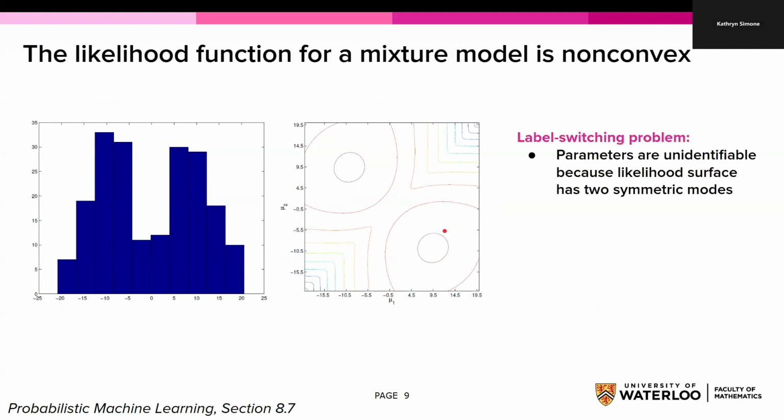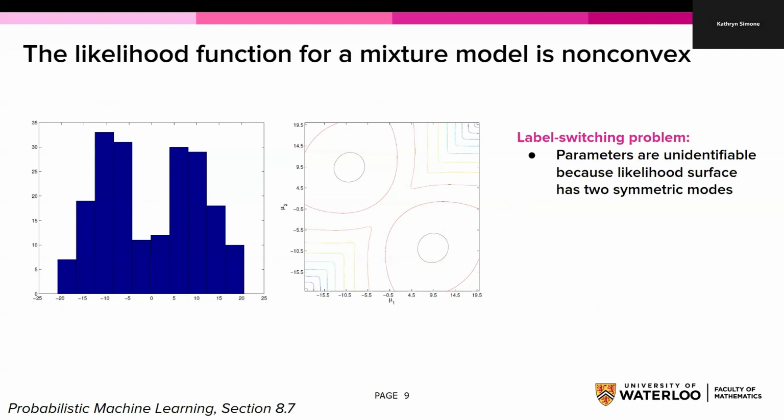And so this is what's known as the label switching problem. And so since the likelihood function can't tell us which mode corresponds to which cluster, the parameters actually become unidentifiable. And so this means that there's no unique solution.